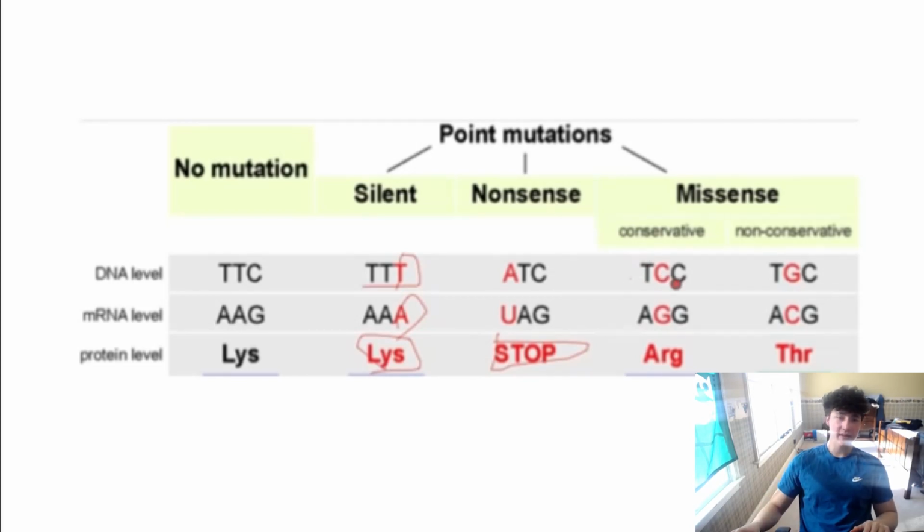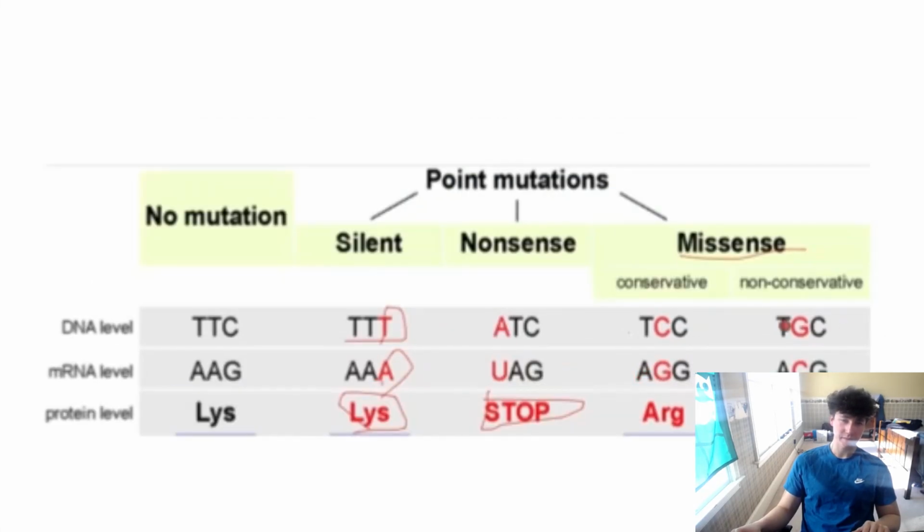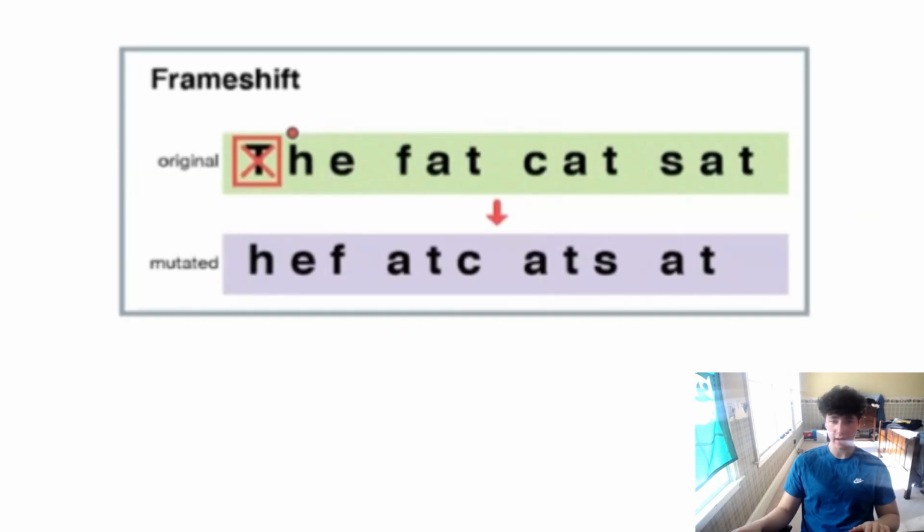Now, the missense is just when a different amino acid is coded for, and it changes the function of the protein, but it still is a peptide chain and functional, just not in the function that the cell is trying to have.